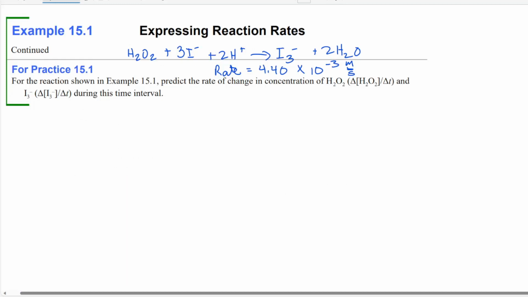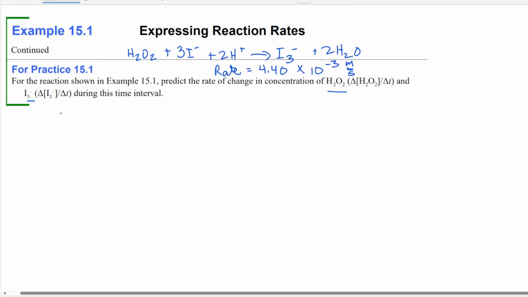Practice 15.1 reads, for the reaction shown above, predict the rate of change in concentration of H2O2 and I3⁻ during this time interval. So we're asked to calculate the same thing for hydrogen peroxide and the I3⁻ species. We can use the same information, the same rate, to perform this calculation.